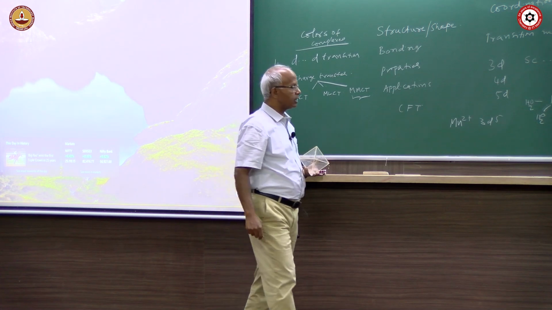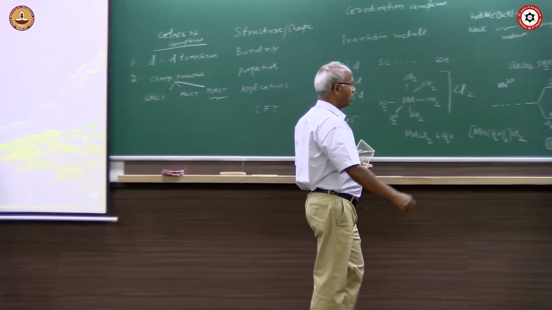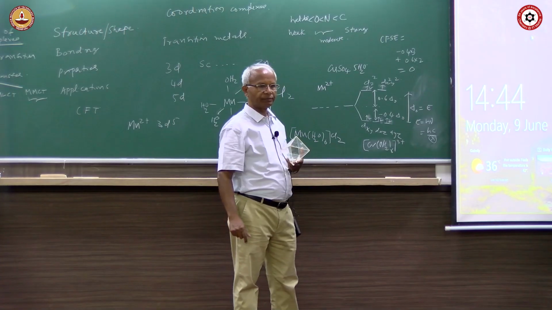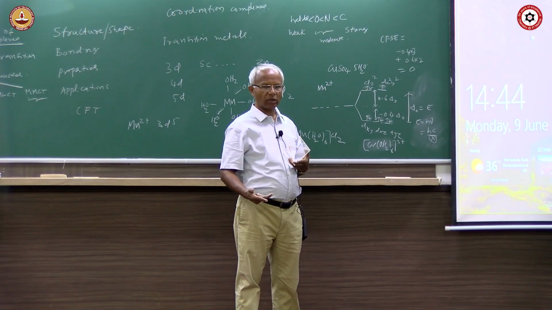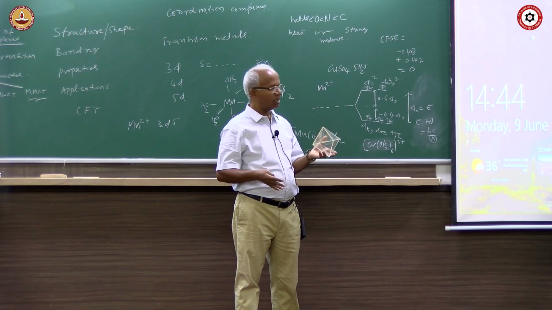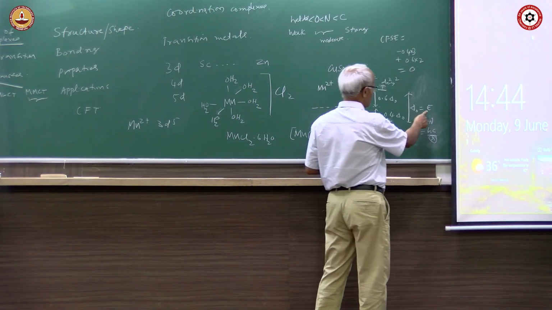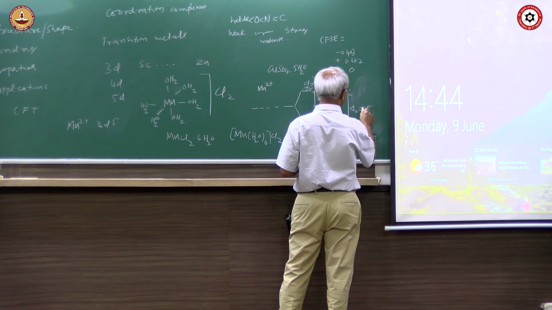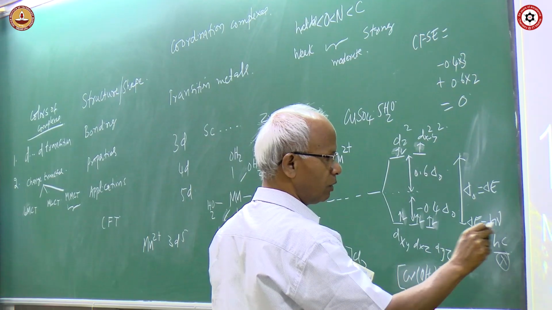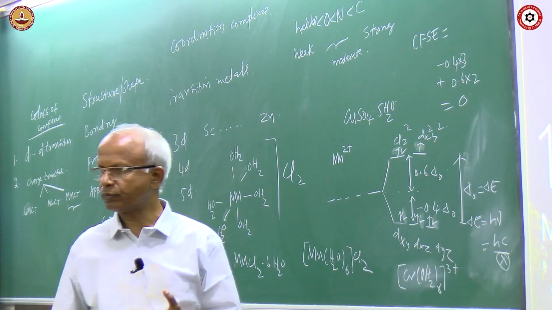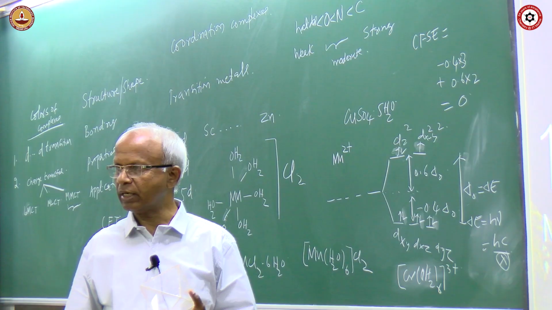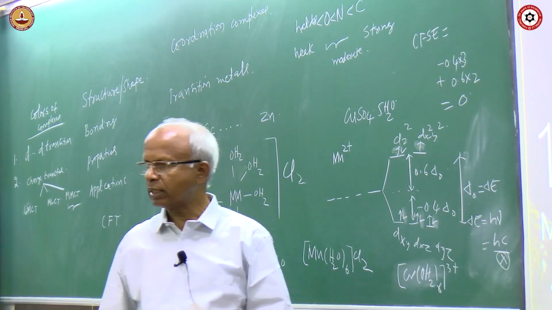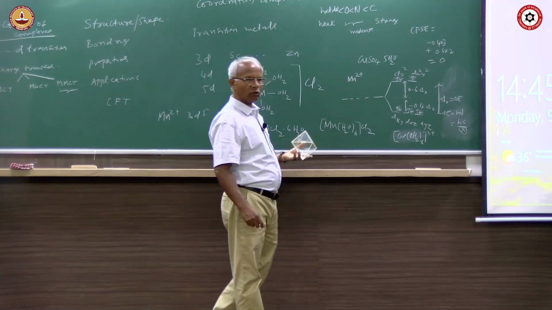So d-d transition means the lower level electrons will move to the upper level when the light is absorbed, when the energy between them, I have put here, this is delta E, and that delta E is equal to h nu. h nu can be rewritten as hc by lambda, right? So lambda can be measured from the UV-visible spectrometer.